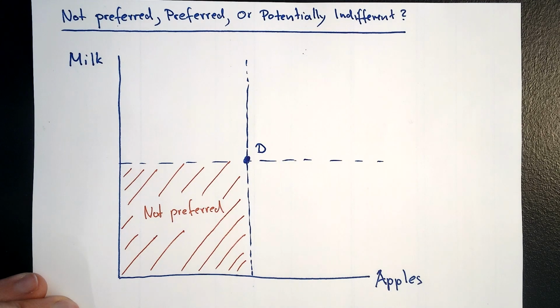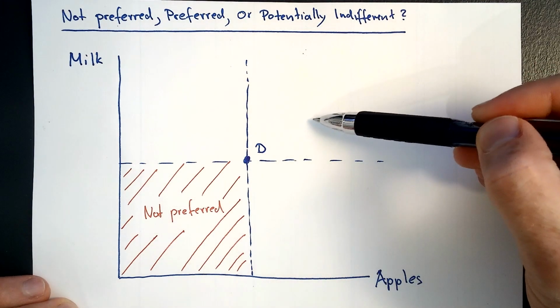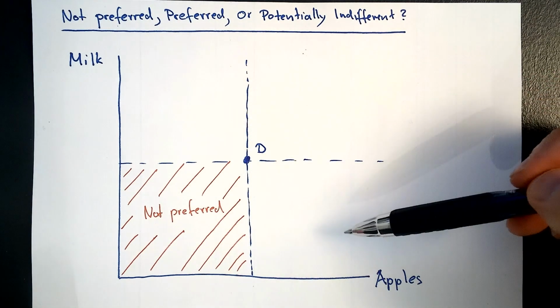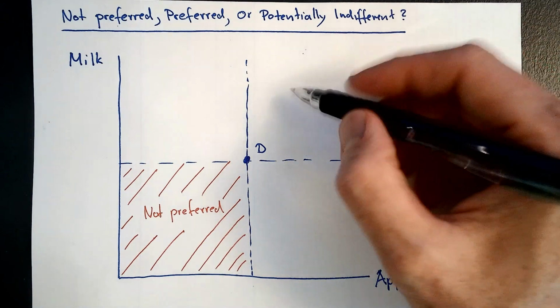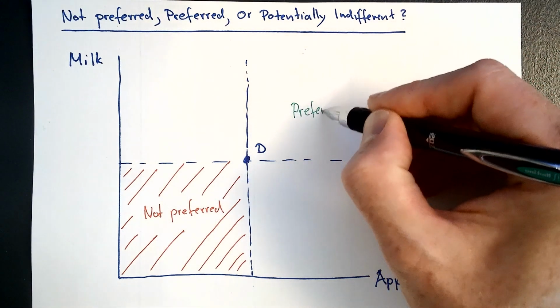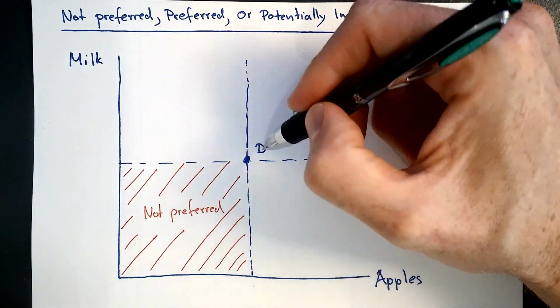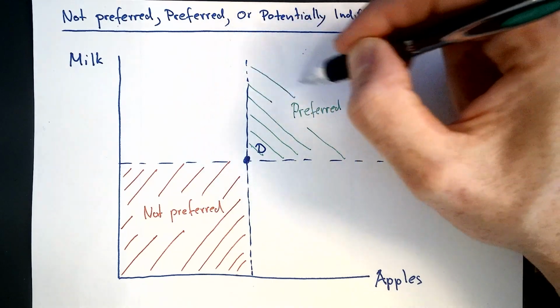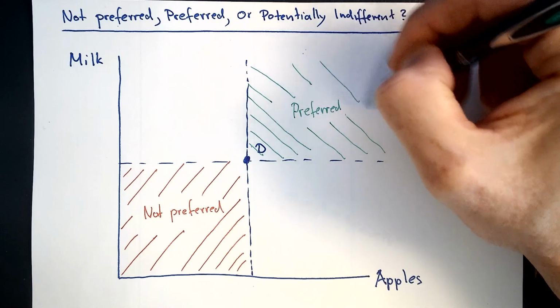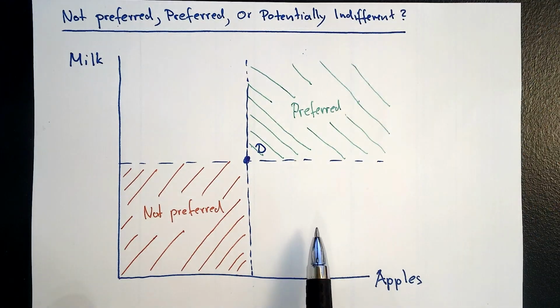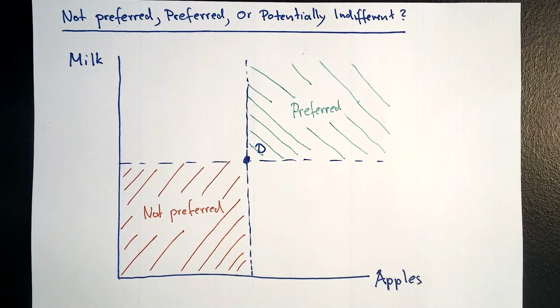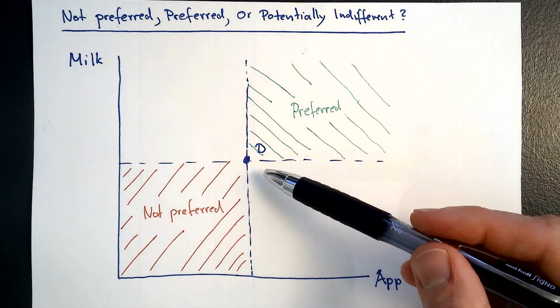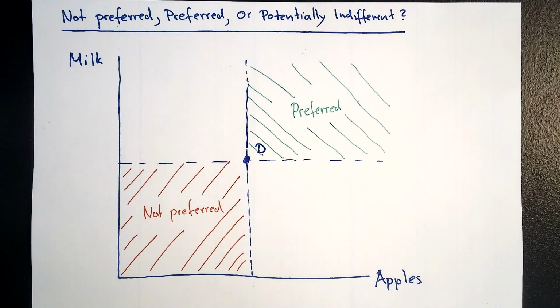Now, any consumption bundle that gives you more apples and more milk compared to D has to be preferred because more is better. So everything here is preferred. Okay. Now, what about those other regions? This one and this one. Note that here, you do not know whether the consumption bundles in this region are preferred to D, not preferred, or potentially indifferent.